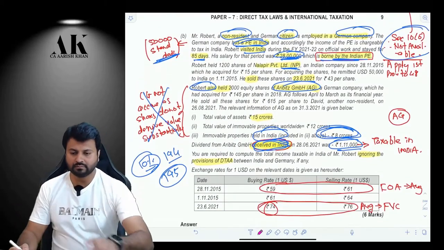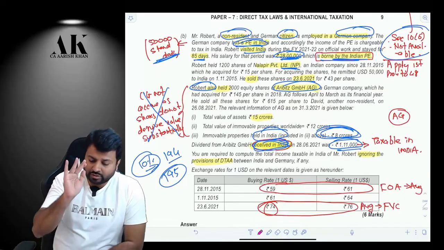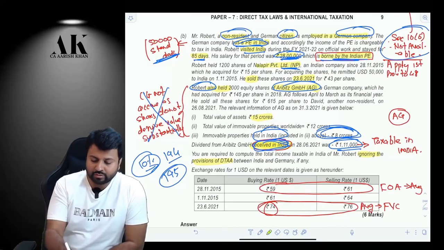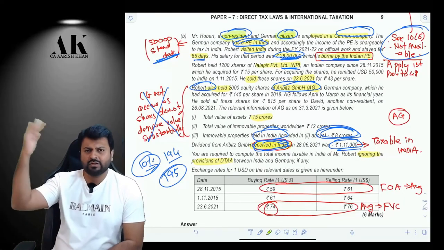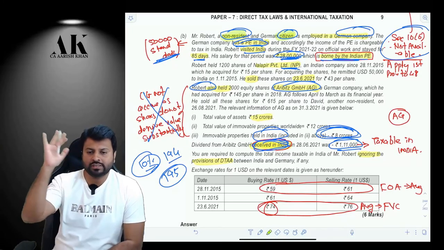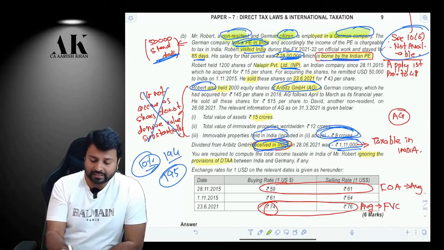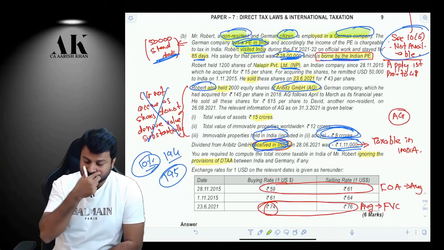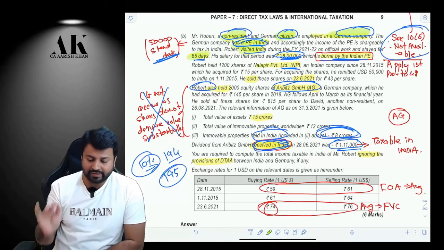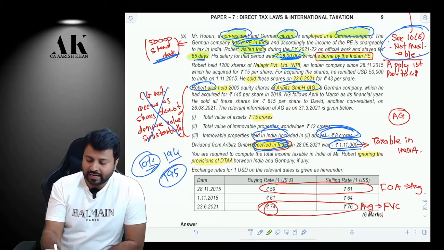Okay. So let's move on to the next question. This is also a beautiful question. Mr. Robert, a non-resident citizen of Germany, is working for a German company. Now, that company has a PE in India, and that company has sent Robert to India for some official work in India. And he's staying in India for 85 days, and he's earning 28 lakh rupees, which is borne by the Indian PE.